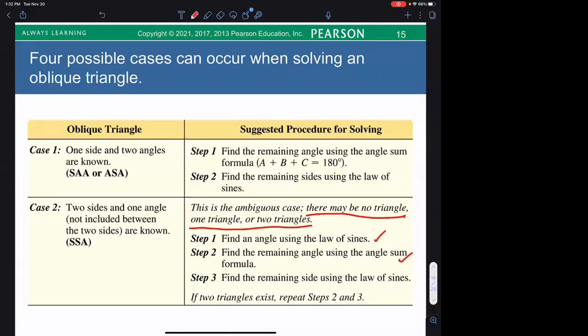You may recall from our previous section. And then once you've done that, find the remaining side using the law of sines again. And it says if two triangles exist, repeat steps 2 and 3. So if you get two possible angles, then you might have to say, well, in each of these cases, what would the remaining side be? So that's specifically for side-side-angle. That's the one where you know there might be some more steps and there might be some ambiguity.